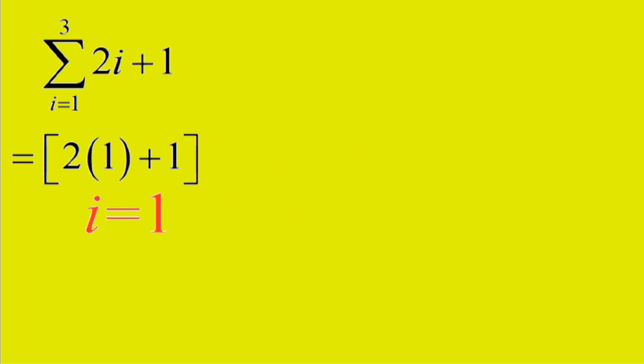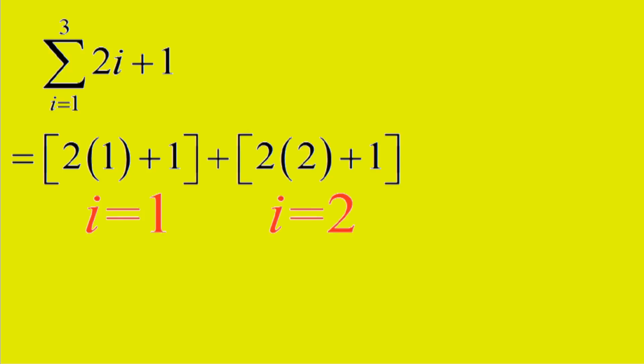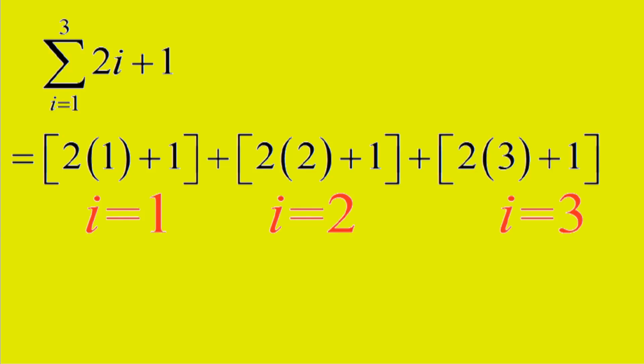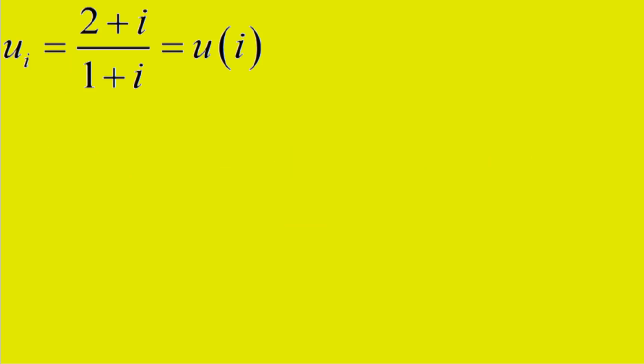So basically, first you plug in i equals 1, then i equals 2, then i equals 3, and you add all of them together. One thing you'll see a lot is a shorthand for when a function is inside of a summation. As an example, we have a function u of i, or u sub i, is equal to (2 plus i) over (1 plus i).